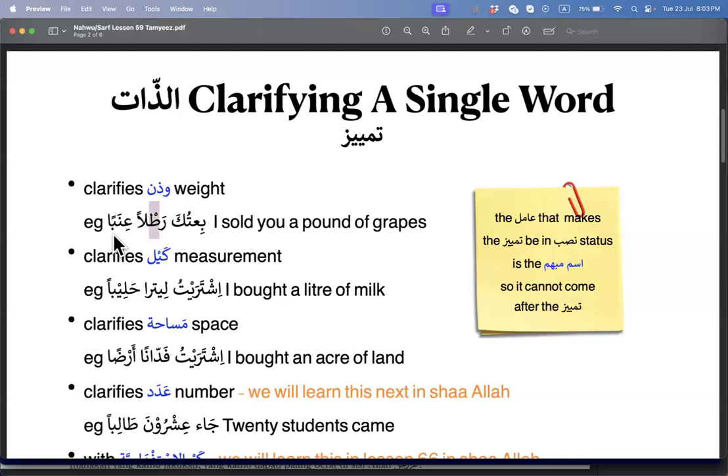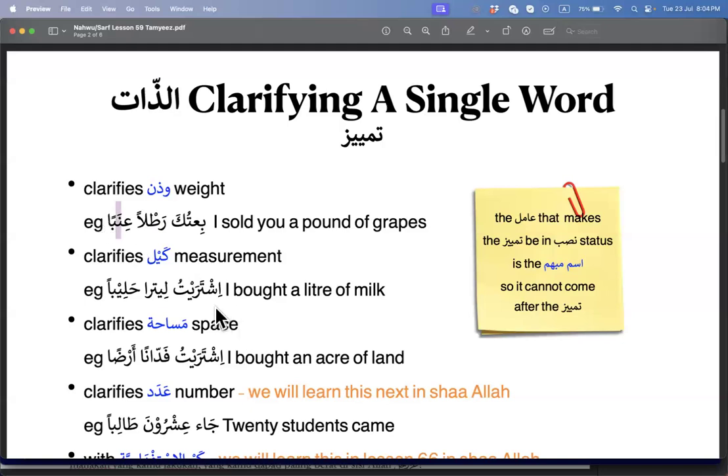And then Aniban will be sifat? It's the tamyiz. We don't call this sifat. Because why? A pound of what? So this word clarifies the ambiguous thing here. A pound of what? So whatever it clarifies has its own i'rab, and then the thing that clarifies is the tamyiz. Clear? Okay. What about the next one?